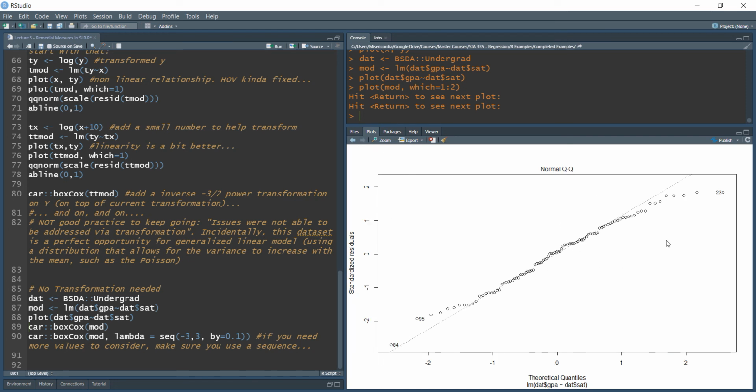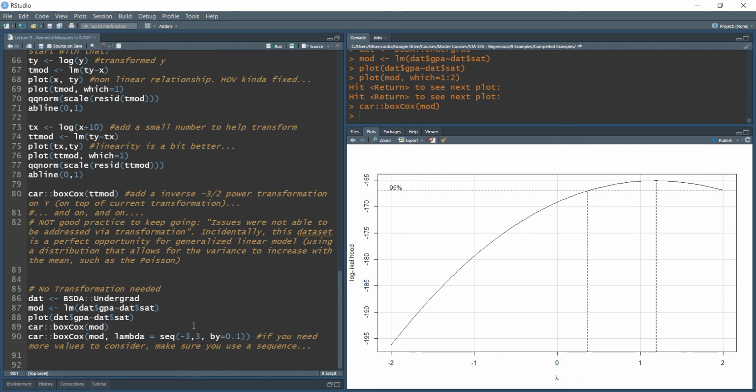Or let's say I looked at my QQ plot and said, oh, look how far away these data are from the line. Look how far away these data are from the line. We've got huge normality issues here. And so I determined that I need to use my boxcox to give me a suggested initial transformation.